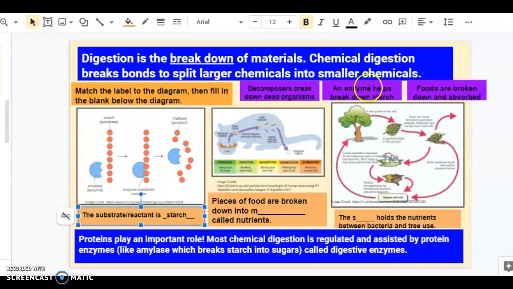So, which of these labels best matches? Decomposers, an enzyme, or foods are broken down and absorbed? Hopefully, you'll see that this is an enzyme which is helping to break down starch.